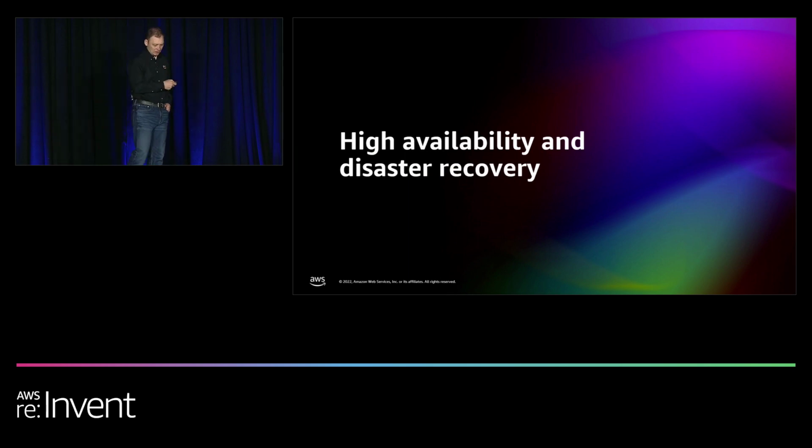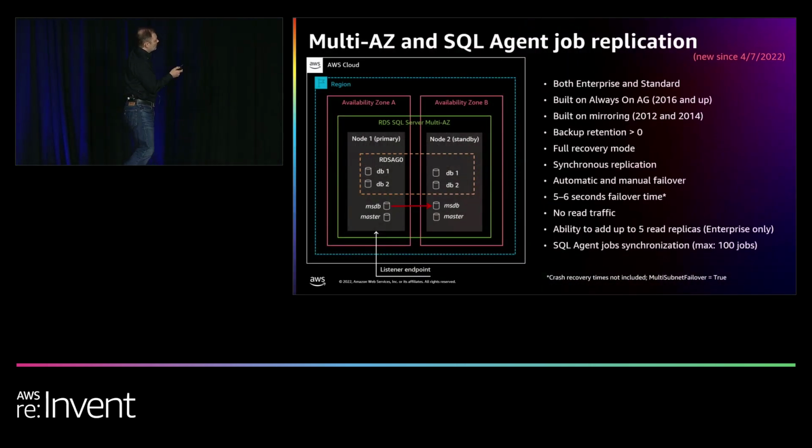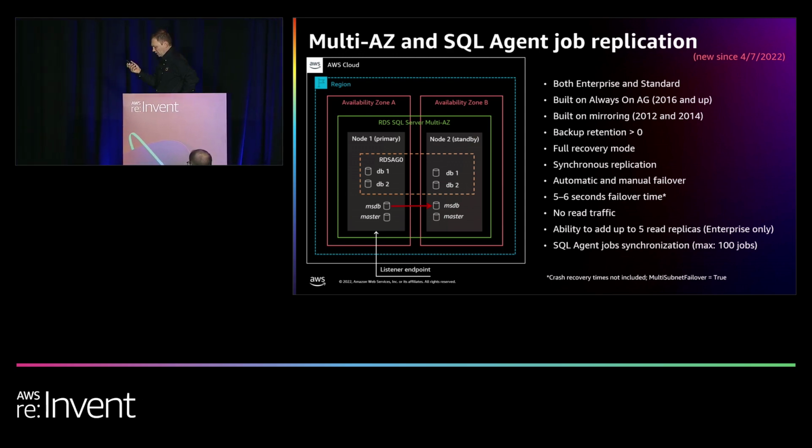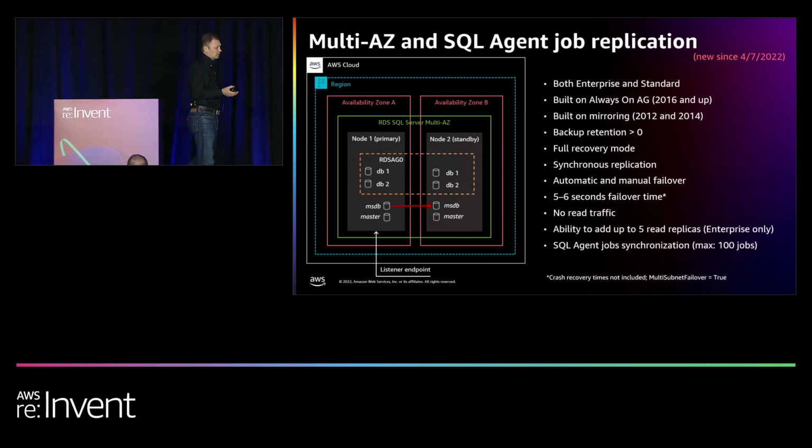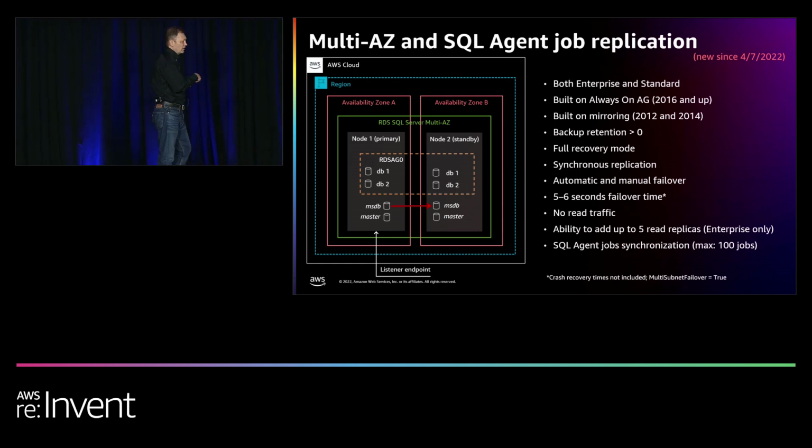All right, moving on. Let's take a look at what's new in the high availability and disaster recovery space. Multi-AZ and SQL Server job replication. Now, Multi-AZ, and I mentioned this already, has been around for a long time, but the problem with Multi-AZ is that the instance-level objects usually live in the system databases, and the system databases are not part of the availability group, right? So anything that sits in MSDB essentially is not being replicated. So what would you have to do before if you, let's say, deployed a brand new SQL Agent job to your primary? You would have to fail over and deploy it again.